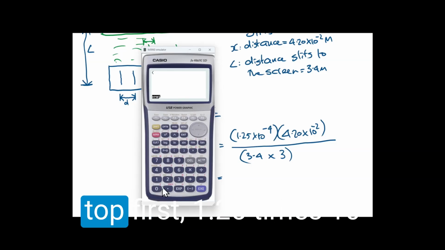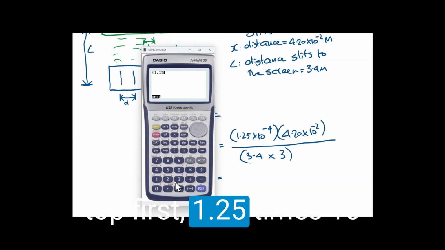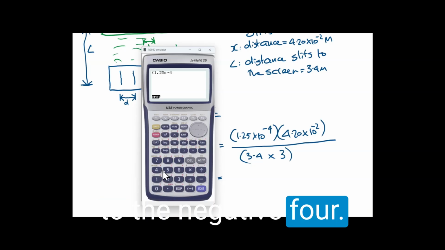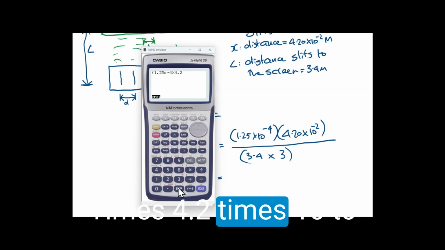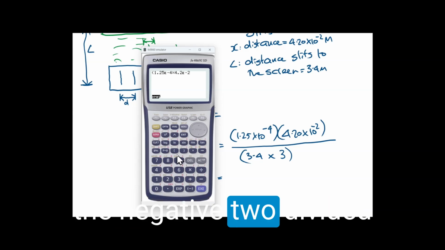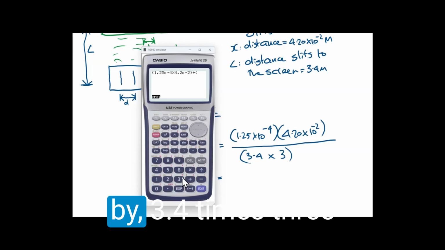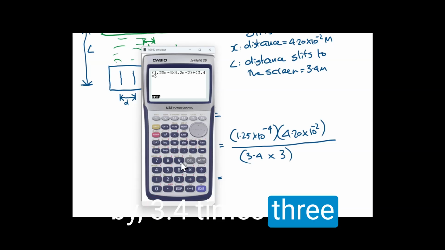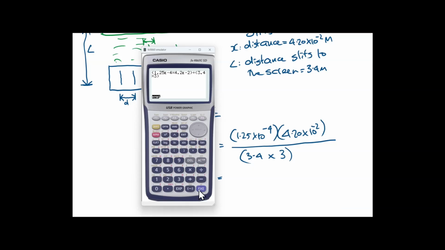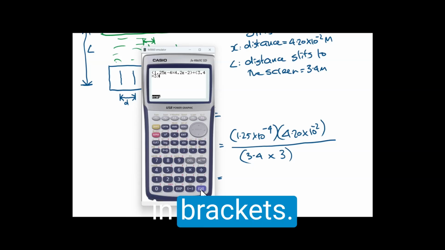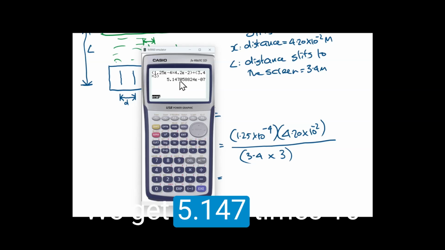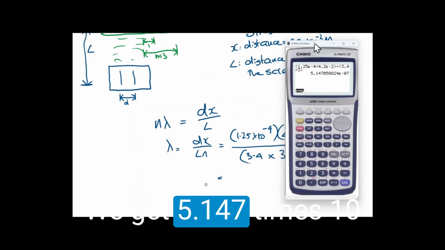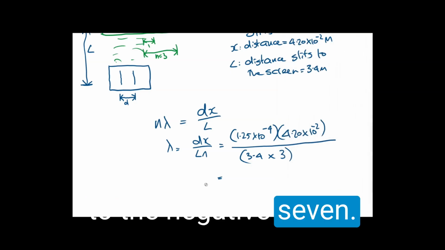So let's do the top first. 1.25 times 10 to the negative 4 times 4.2 times 10 to the negative 2 divided by 3.4 times 3, in brackets. What do we get? We get 5.147 times 10 to the negative 7.